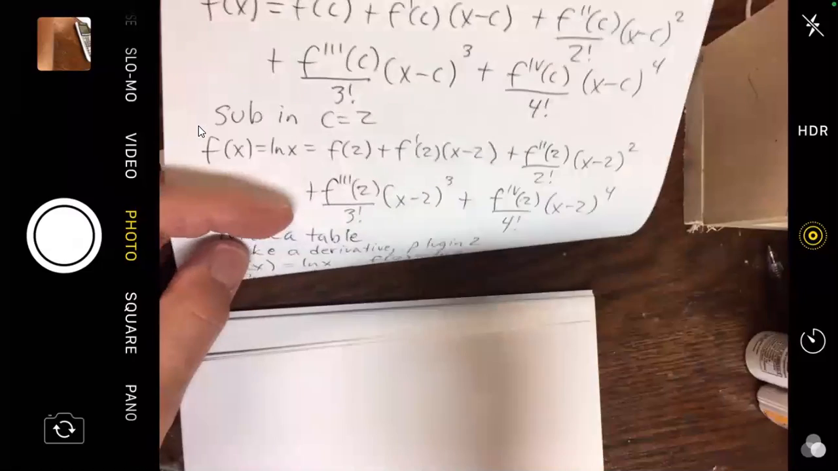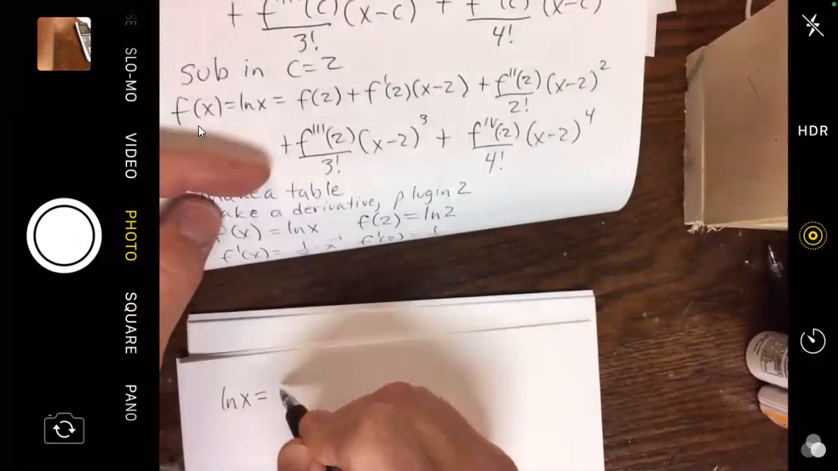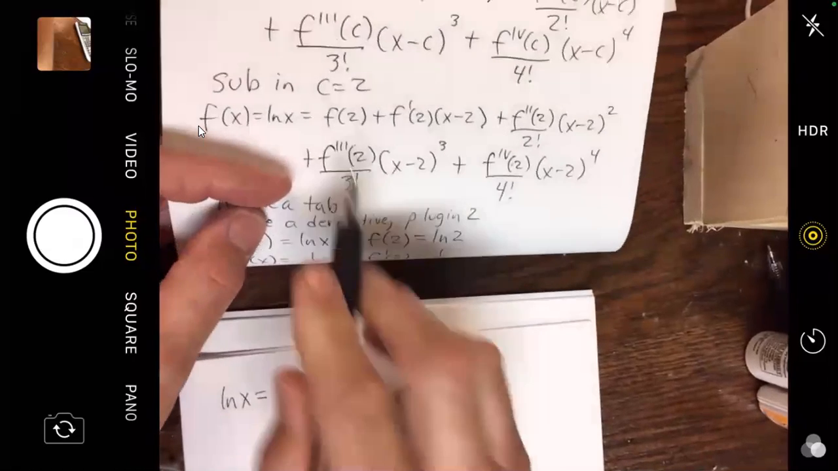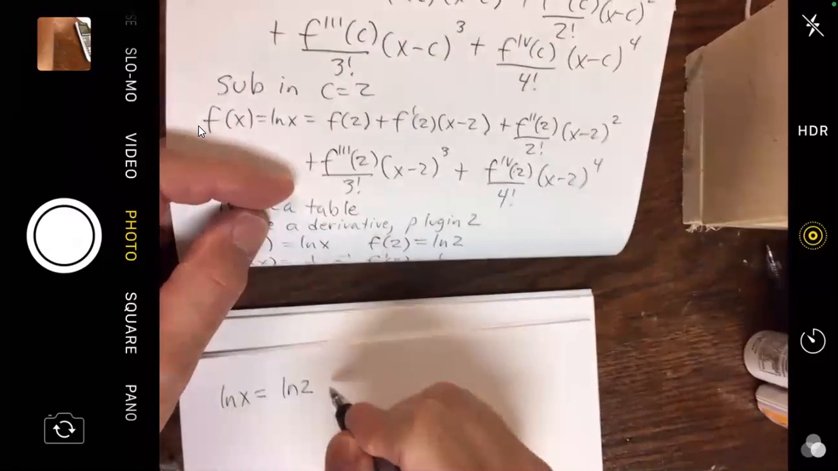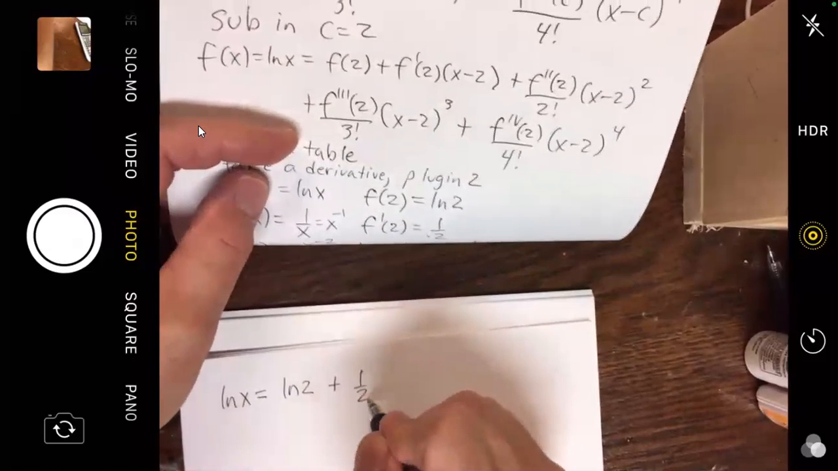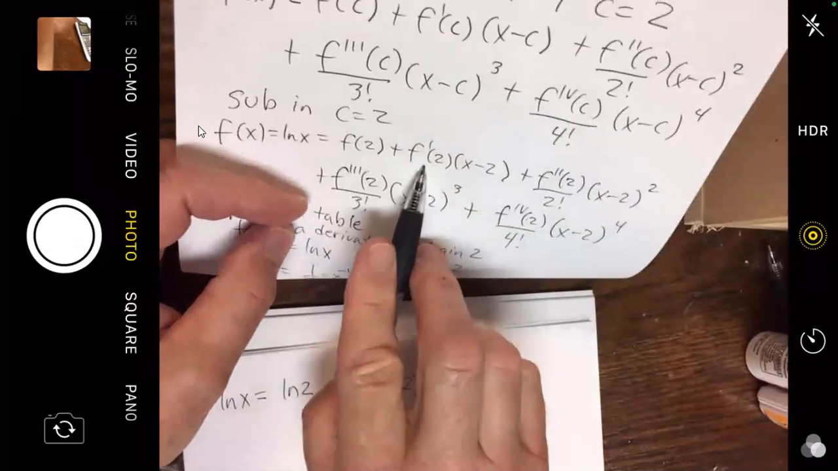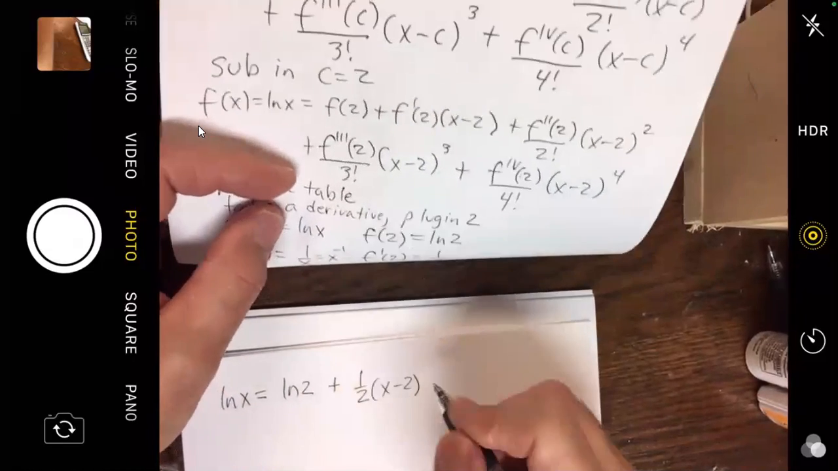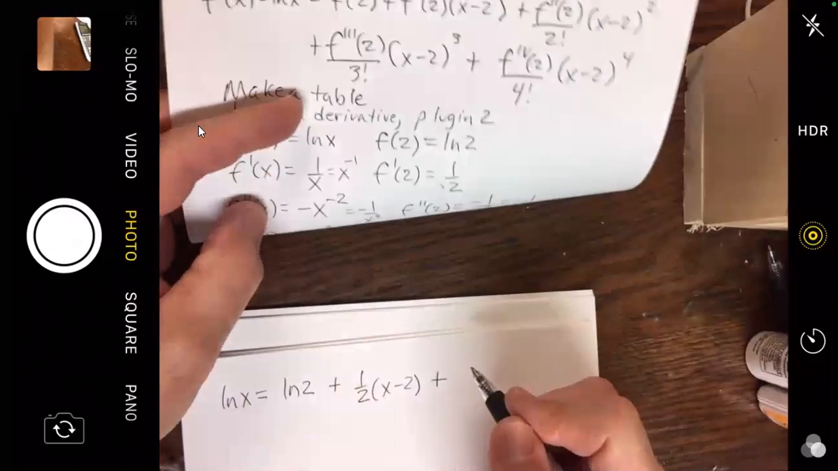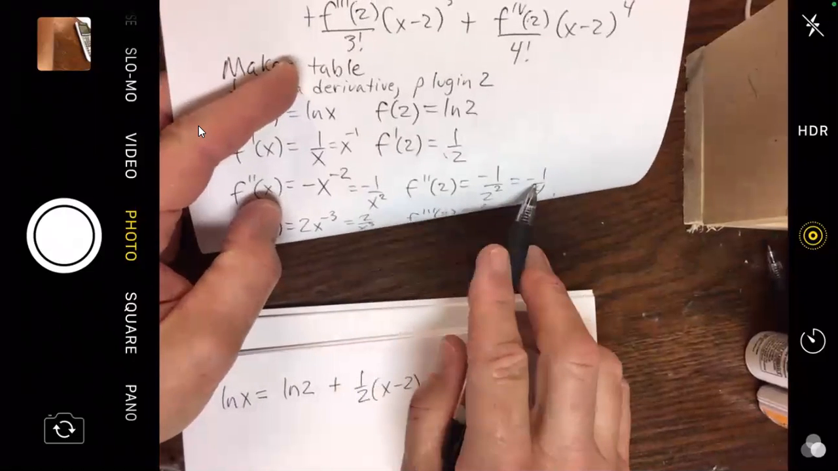All right, so my log of x then is equal to f of 2, which is log 2. Goes right here. Plus my f prime of 2 was 1/2, times x minus 2. My 1/2 times x minus 2, plus, roll up, my f double prime of 2 was a negative 1/4.